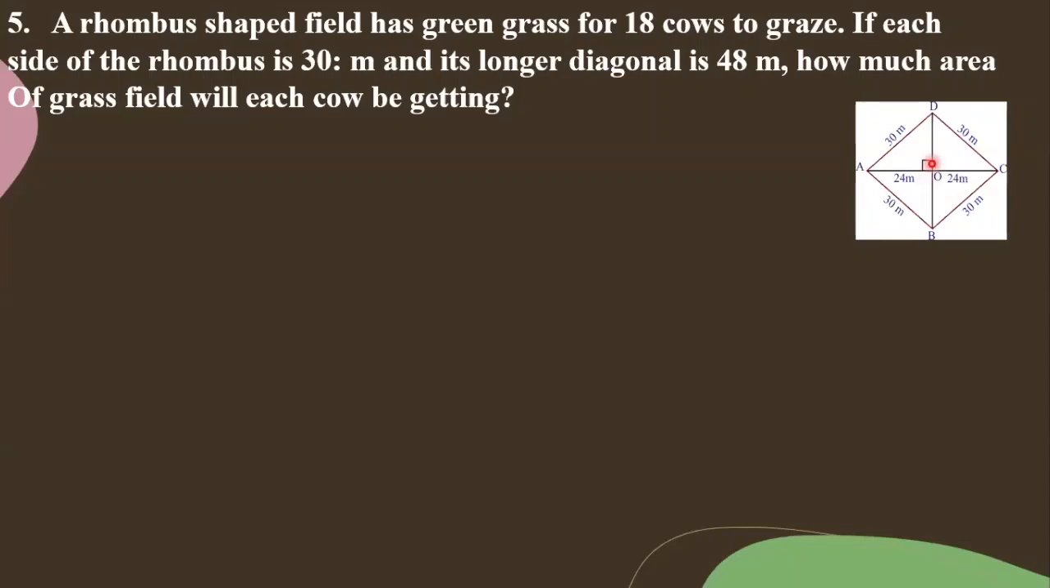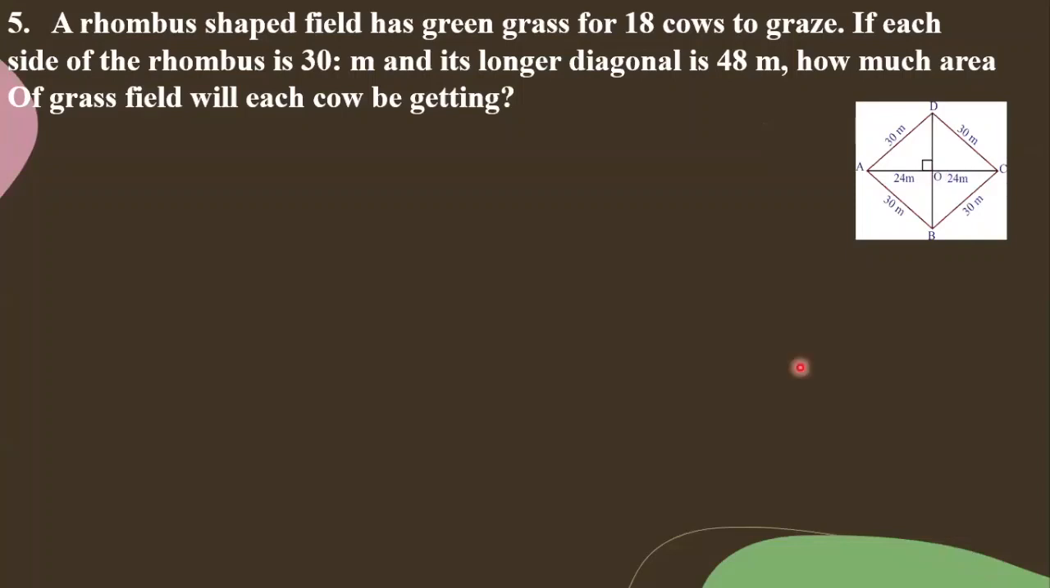So OD value is 18. If OD value is 18, what is the value of OB? 18. So what is this diagonal value? 18 plus 18, 36. Then what is the area of this rhombus? Half into 48 into 36.